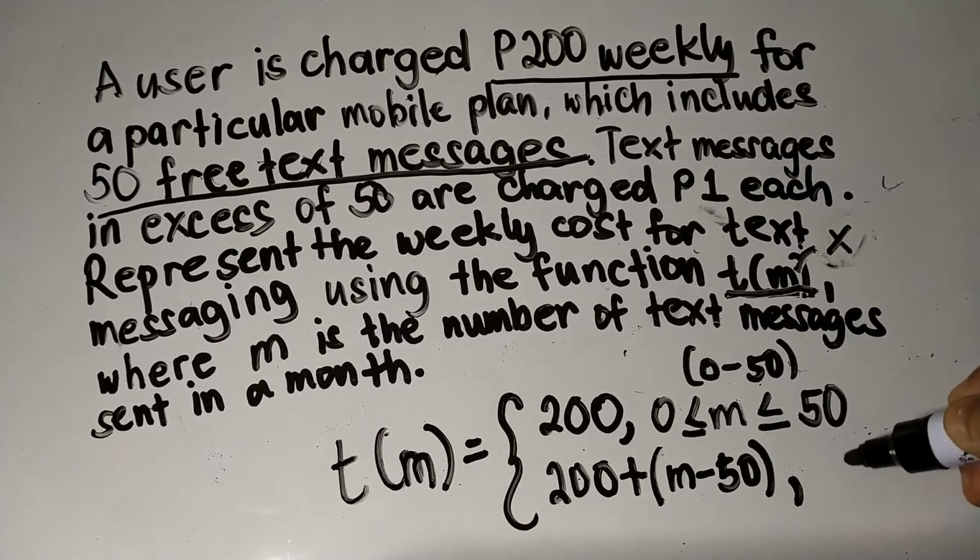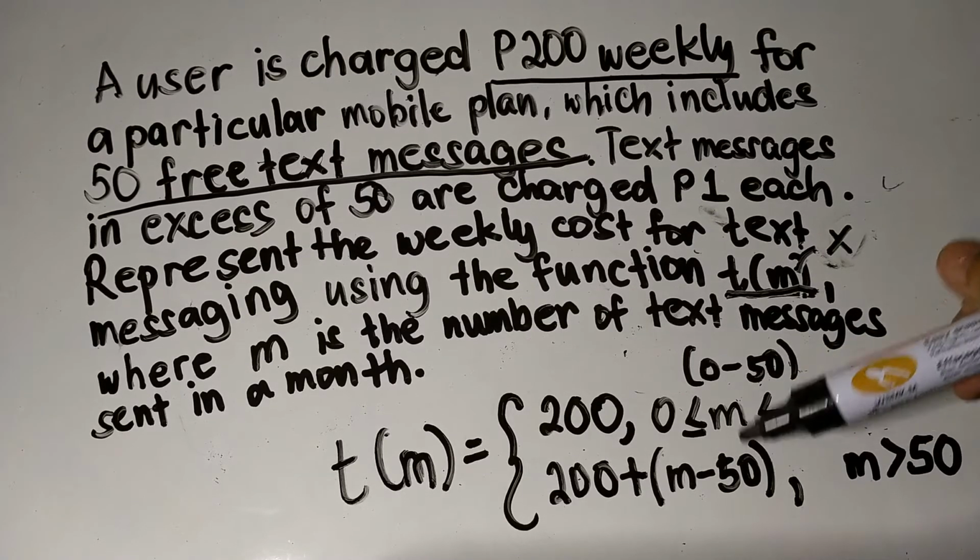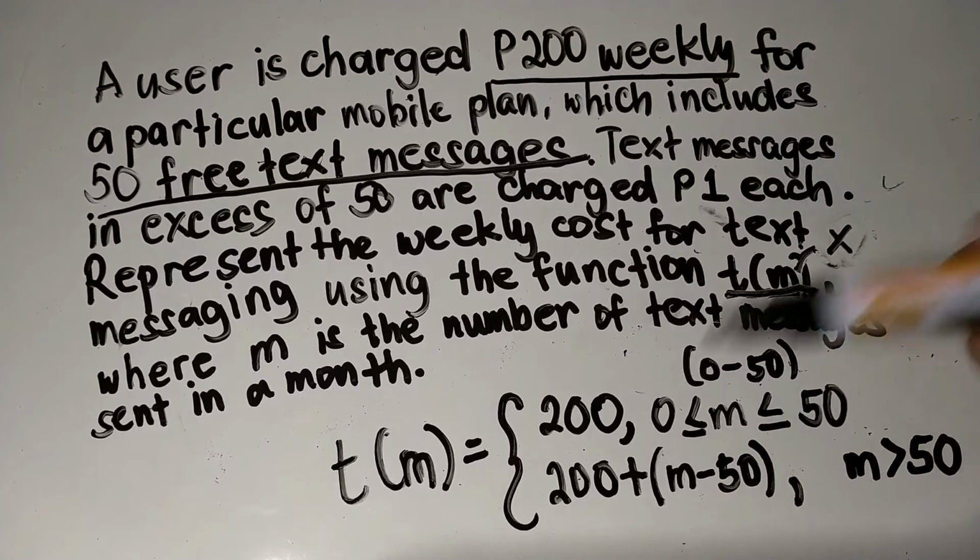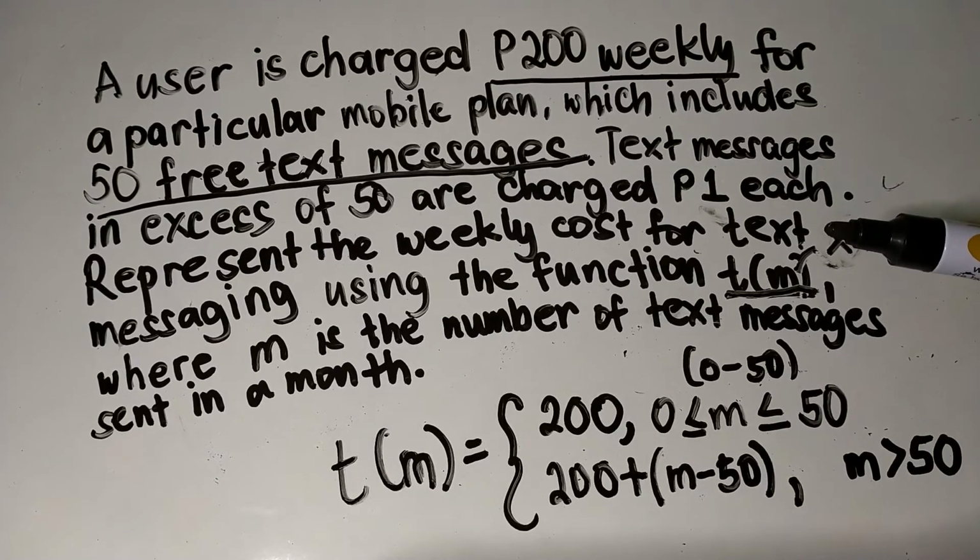Lalagyan mo ng condition yon. M is greater than 50. Ibig sabihin, mas malaki sa 50 yung nagamit na text messages ni user. For example, pag lumabis, for example, 51. 51 minus 50 is 1. So, 200 plus 1, it's 201. So, ibig sabihin, pag lumabis ng isa yung user, ilan ang babayaran niya? It's 201. So, ganun lang mag-represent ng piecewise function dito sa particular problem na ito. Bibigyan ko pa kayo ng mga examples para mas maunawaan niyo pa.